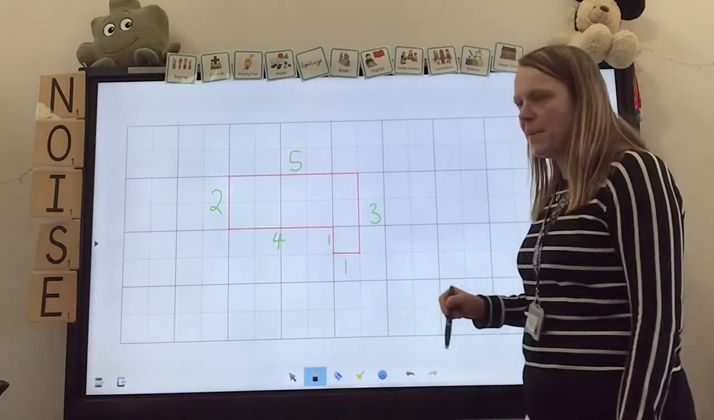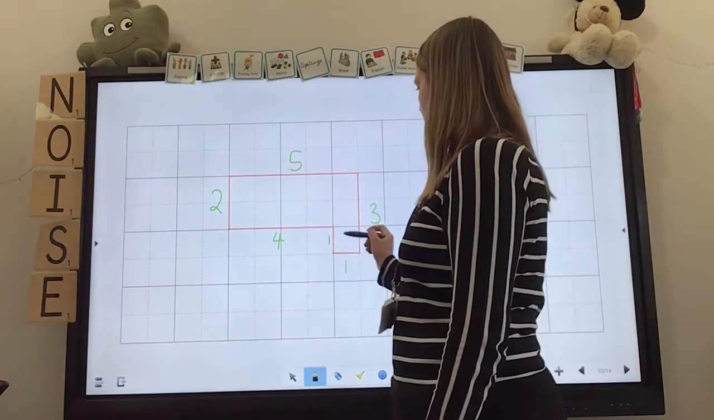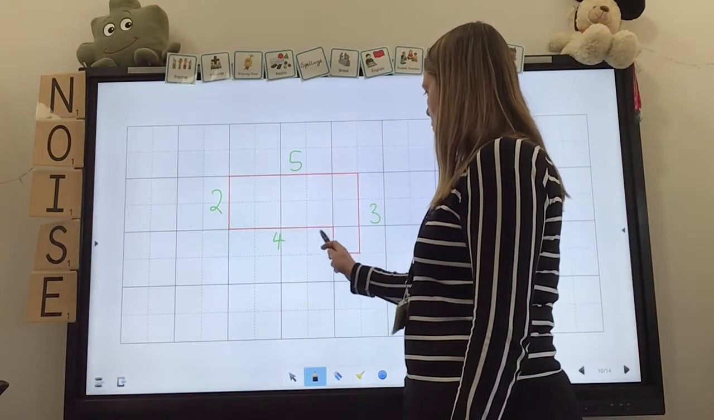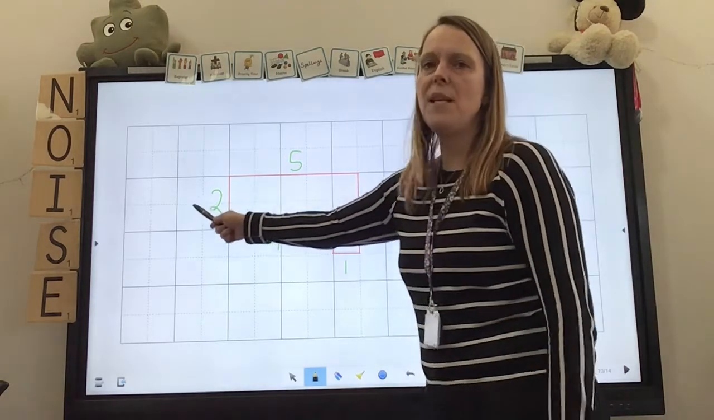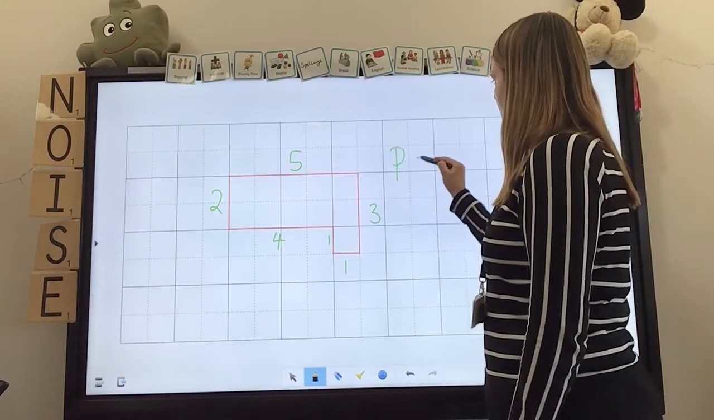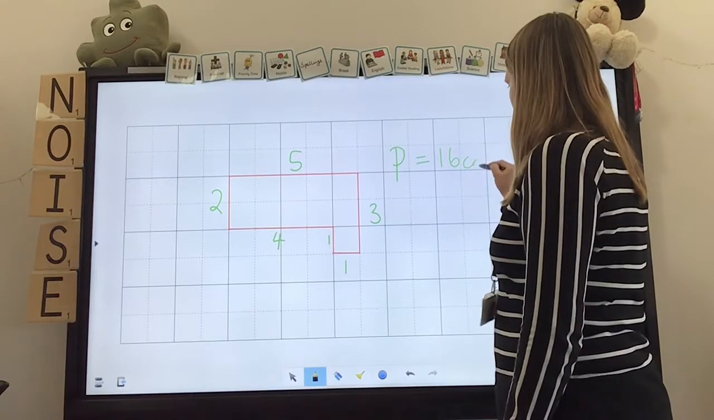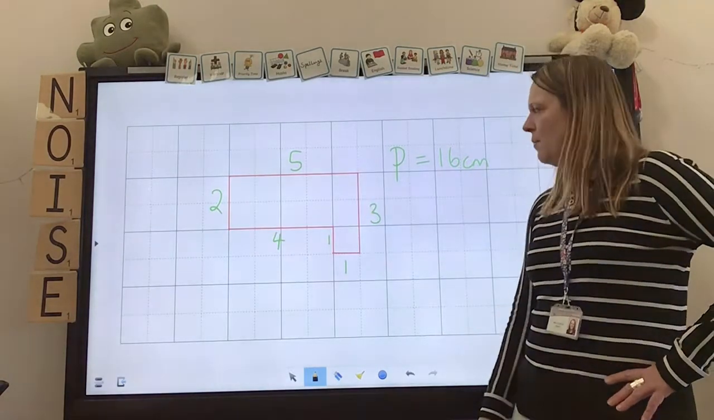Okay, so for perimeter, I'm adding up all of the lengths of the sides. So I have 4 plus 1 is 5, plus 5 is 10. I know 3 and 2 is another 5, so that's 15, plus 1 is 16. So my perimeter equals 16 centimetres. But what about area? It's not as straightforward as just multiplying length by width, is it?